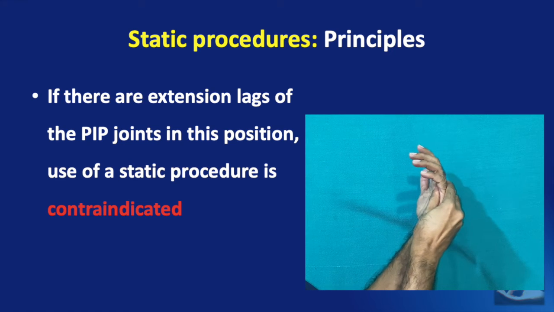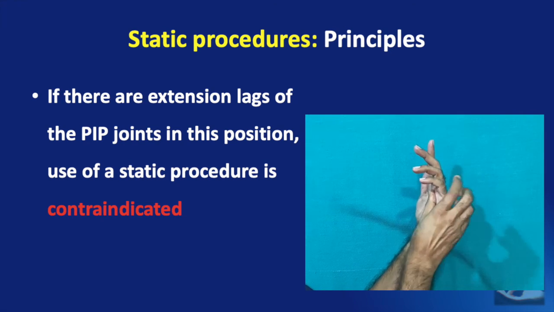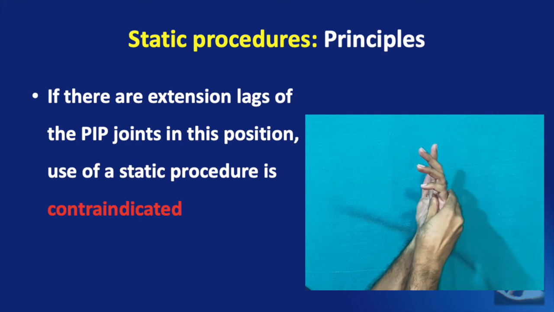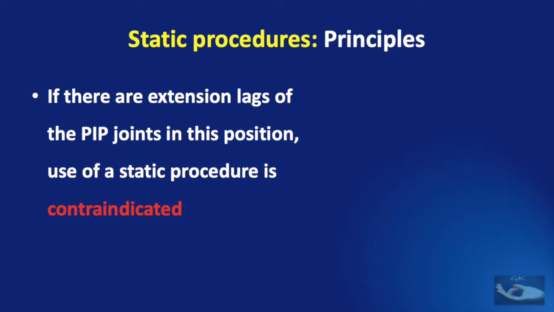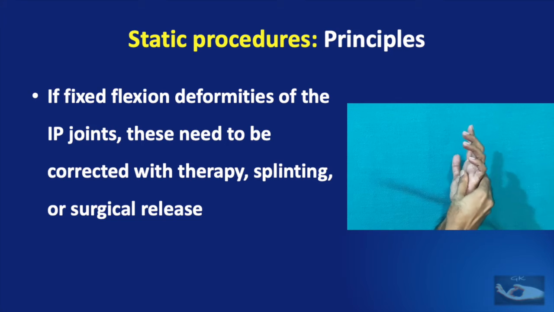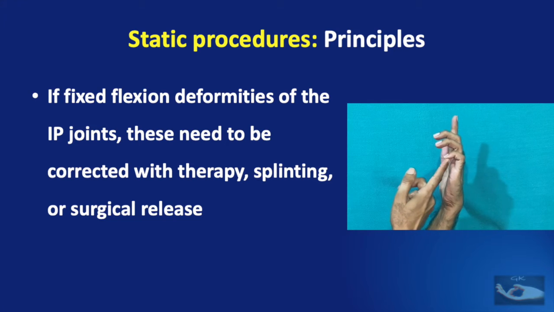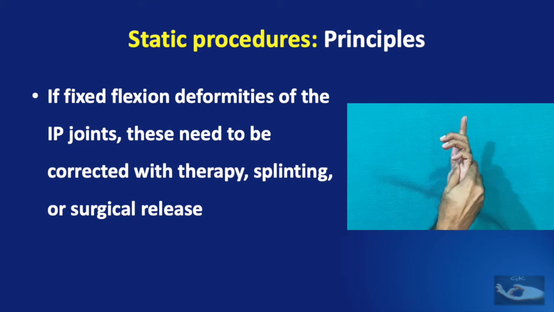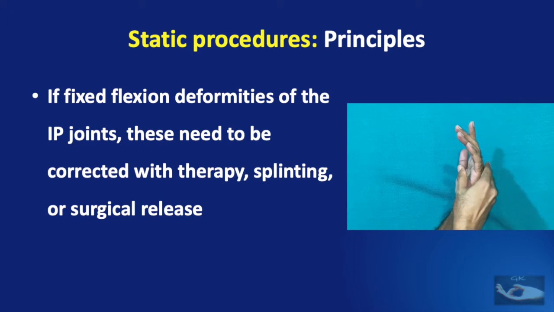If there are extension lags of the PIP joints during the performance of this test, the use of a static procedure is contraindicated. Similarly, if there are fixed flexion deformities of the IP joints, these need to be corrected with therapy, splinting or surgical release before we can think of performing static procedures for these hands.